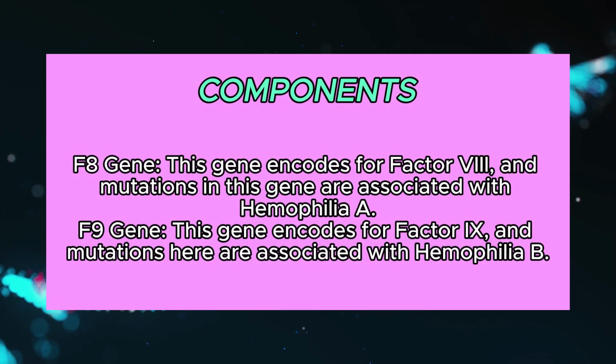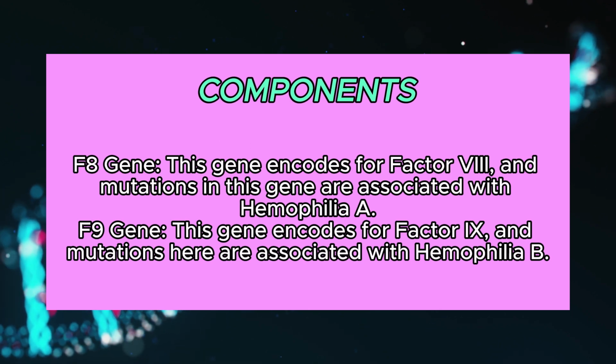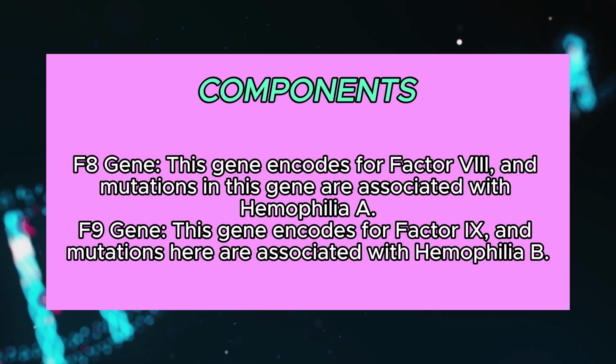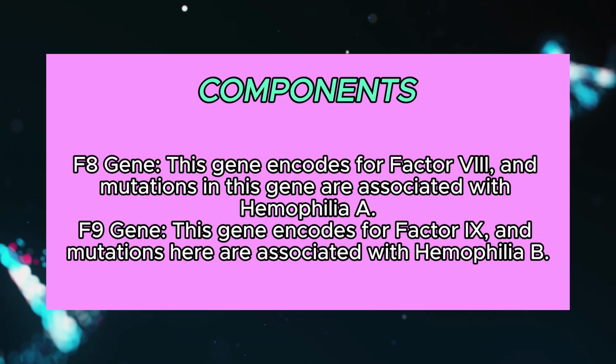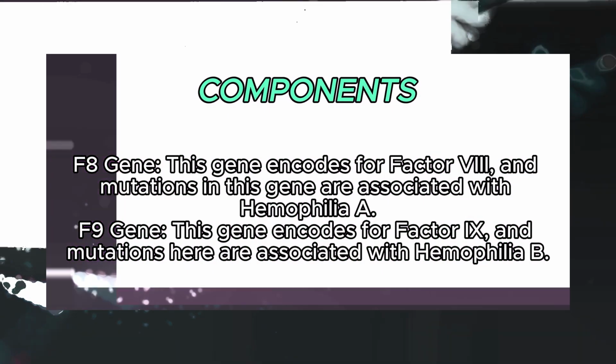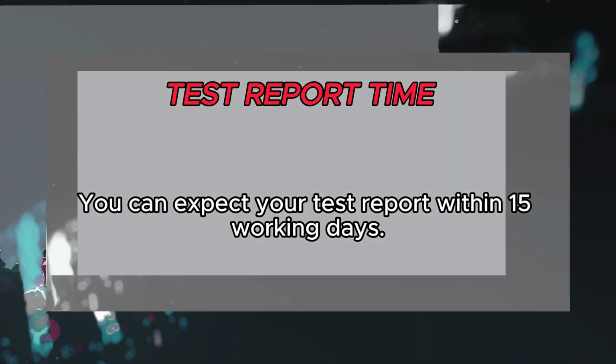Components include the F8 gene. This gene encodes for Factor VIII, and mutations in this gene are associated with hemophilia A. The F9 gene. This gene encodes for Factor IX, and mutations here are associated with hemophilia B. Test report time. You can expect your test report within 15 working days.